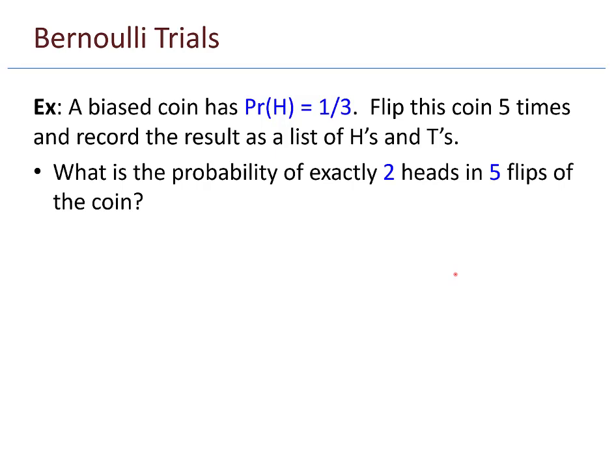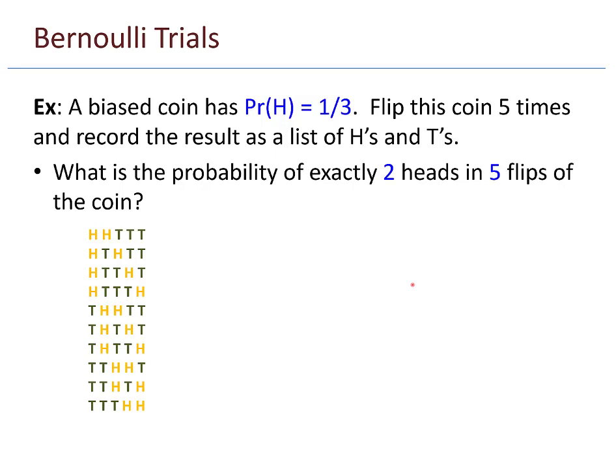Here's a more interesting example. What's the probability of exactly 2 heads in 5 flips of the coin? Again, I could list out all the possible outcomes that have 2 heads. There they are. How many outcomes are there? Well, 2 heads in 5 flips of the coin. I could use the choose function. So how about 5 choose 2? I have 5 spaces. Let's choose 2 of them where the heads will go. So there are 5 choose 2 possible outcomes. You can count them. That's equal to 10. And each outcome has the same probability. So this becomes our expression. 5 choose 2 times 1/3 squared times 2/3 cubed.